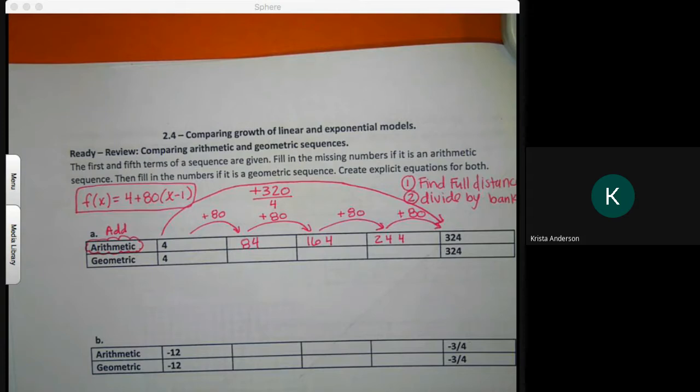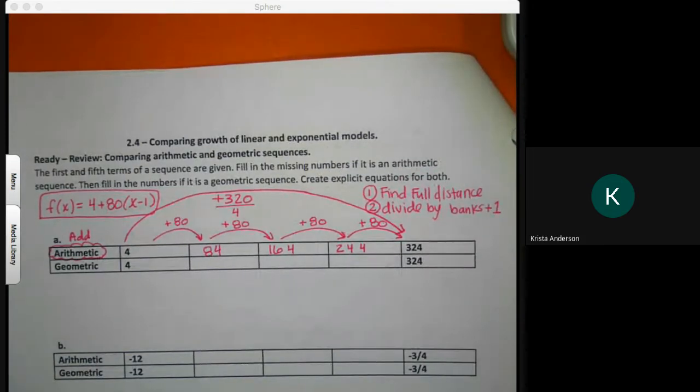Yes. Divide 324 by 4, right? To get the 320? Oh, are you going to the next section? Yeah, sorry. Oh, no, you're good.